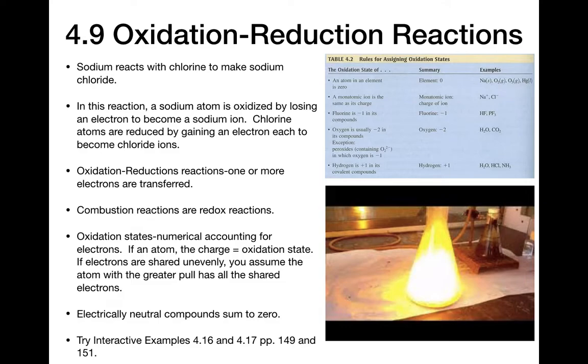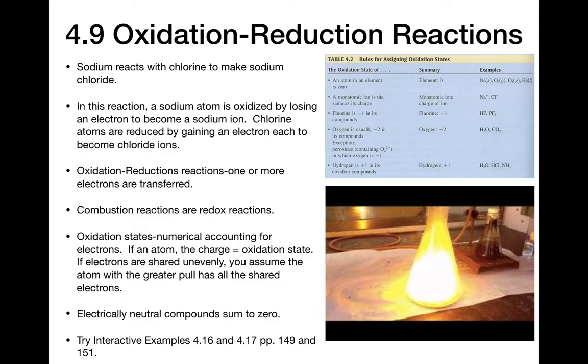And so when we look at oxidation states, what we're saying is if an atom has a charge, that is its oxidation state. If electrons are shared unevenly, let's go ahead and let the more electronegative atom, the one with the greater pull, assume that it has all the shared electrons.